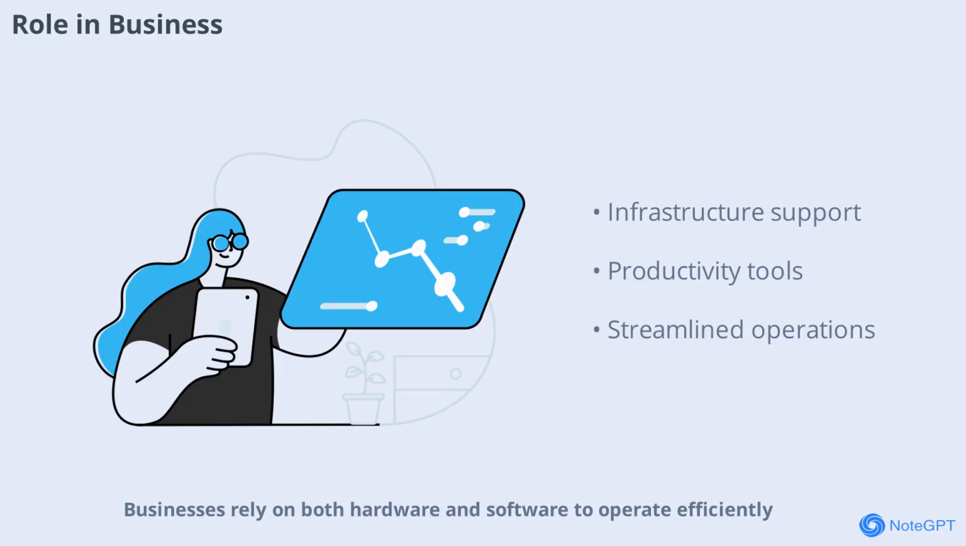Businesses rely on both hardware and software to operate efficiently. Hardware like servers, computers, and networking equipment provide the infrastructure, while software handles everything from accounting to communication. The right combination of hardware and software can boost productivity and streamline operations.